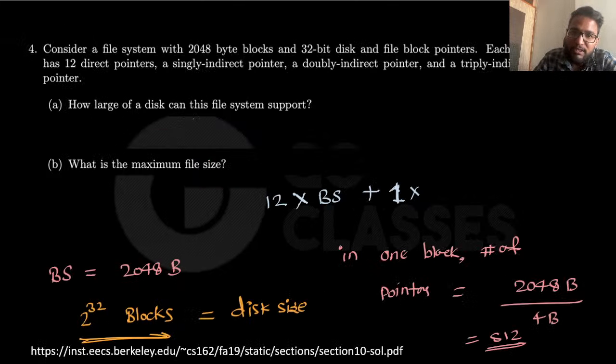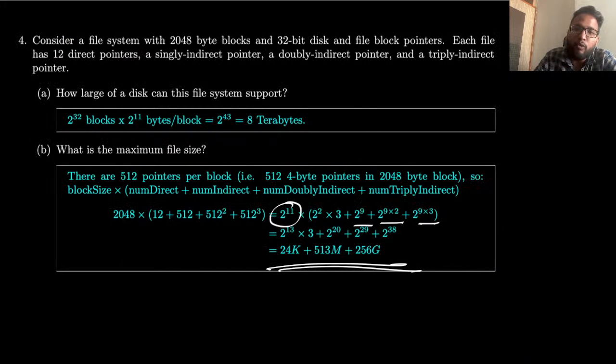How large can the disk be? The disk can be of 2 power 32 blocks, which means it will be 2 power 43 bytes, which is 8 terabytes. So 32-bit disk means 2 power 32 blocks. I hope that is fine to everyone. Let me know if you have any doubt.